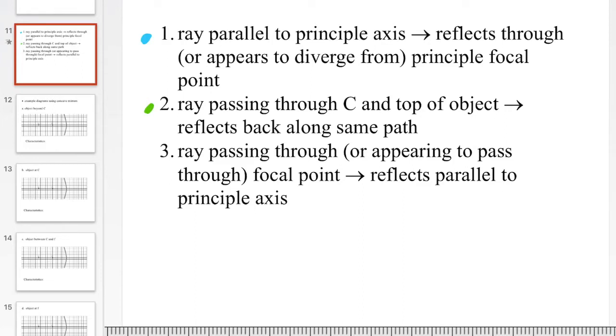And then we have the ray that passes through or appears to pass through the focal point, and that's going to reflect parallel to the principal axis. So this will make way more sense once I actually start drawing them. So let's just go for it.